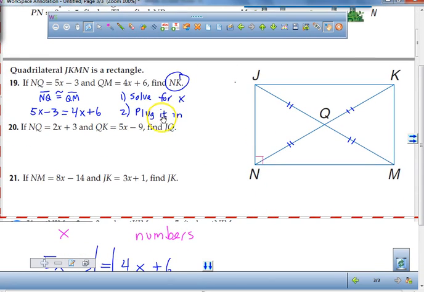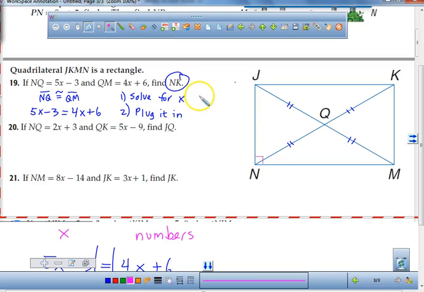Well, where do I plug it in? Which one do you like, Jerry? Do you like 4x plus 6, or do you like 5x minus 3? Either way, doesn't matter. Which one would you like me to plug it into? 5x minus 3 or 4x plus 6? Which one do you like better? Let's do 4x. Okay, let's do that.